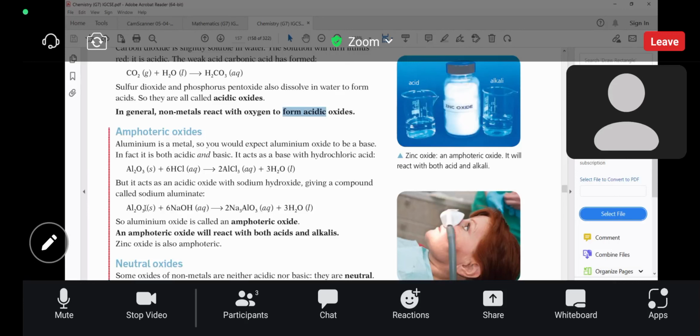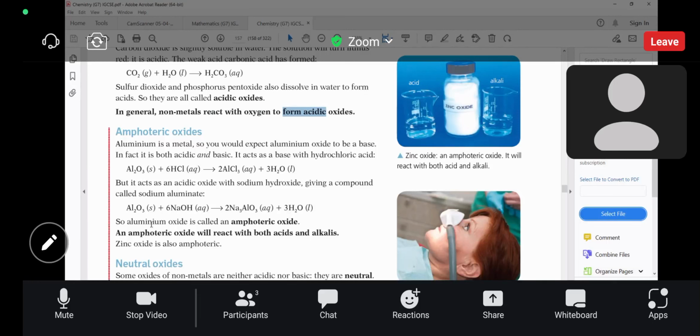So when aluminium oxide reacts with sodium hydroxide, it will produce sodium aluminate. This is sodium aluminate. You have to remember this. So you can write this chemical equation on a piece of paper and paste it on the wall, so that you can watch it again and again and memorize.